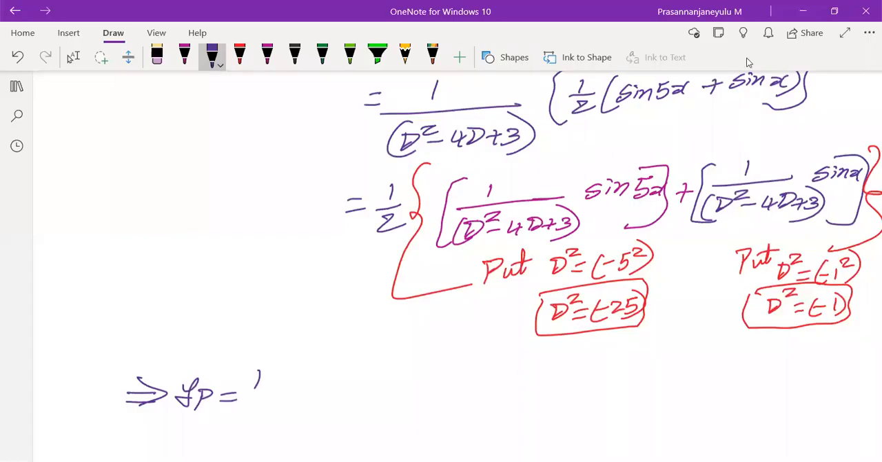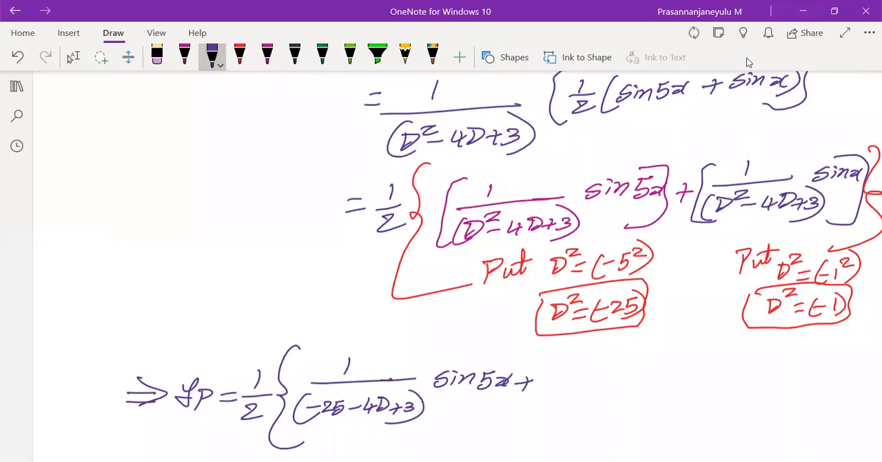Now here, 1 by 2 into the first term, we have to substitute D square equals to minus 25. Then it will become 1 by minus 25 minus 4D plus 3 of sine 5x. This is the first term. Plus the second term, 1 by, in place of D square, we are substituting minus 1, minus 1 minus 4D plus 3 of sine x.